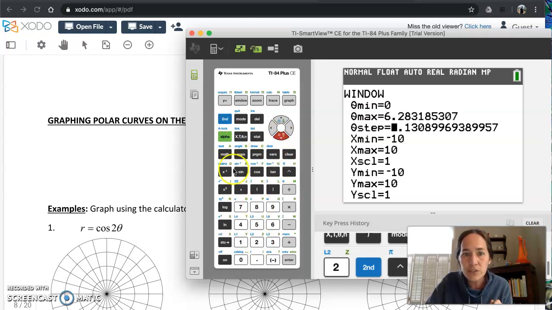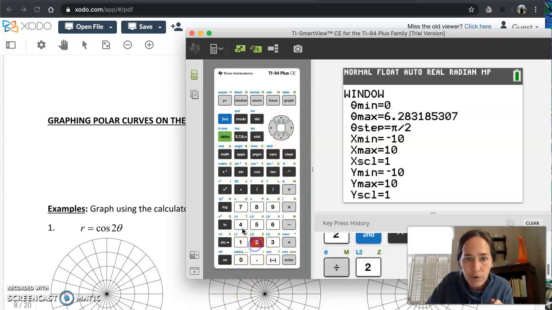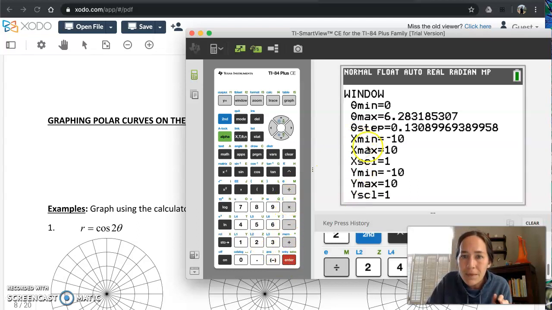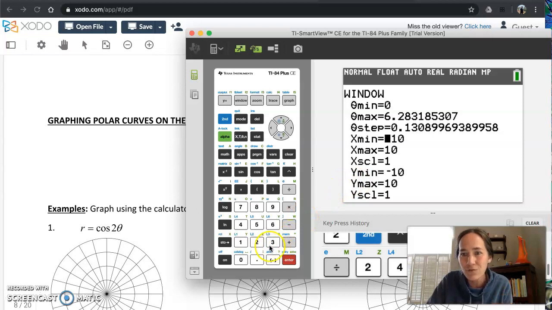Theta step, let me just make sure that they default to pi over 24. Let's see, pi over 24 enters that, 0.1308997. Mins and maxes for the graphs we're about to do, usually -5 to 5 is sufficient, and if not, I could expand it. I'm going to go -6, let's say, so I have a little bit of extra room, to 6 on the x's, skip the scale, and I'll go -6 to 6 on the y's.